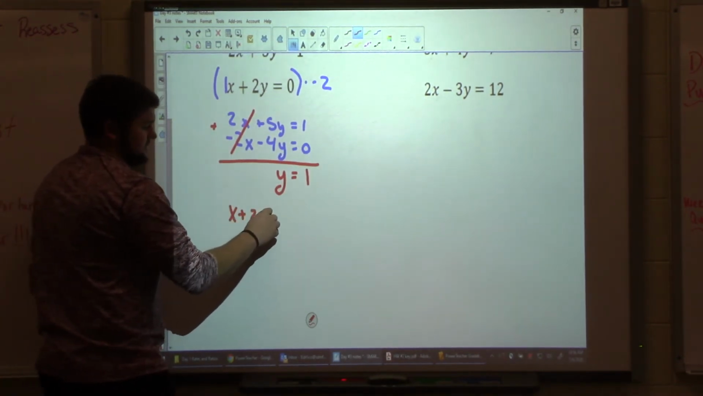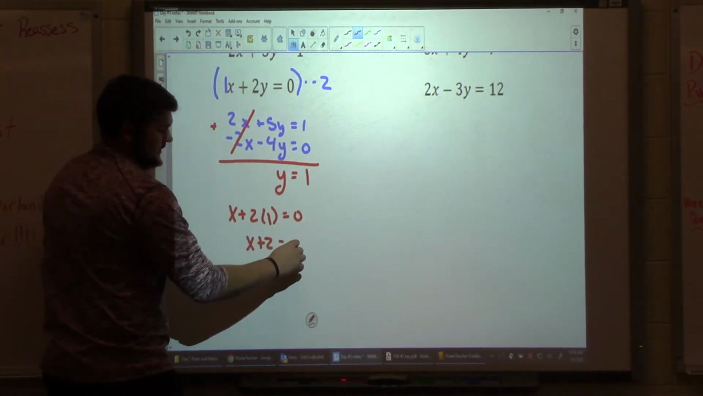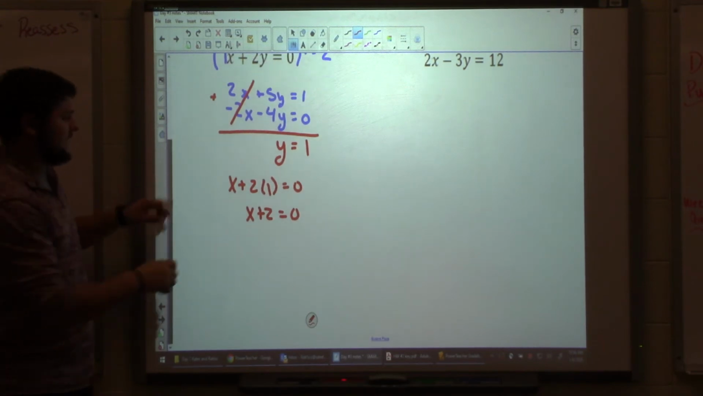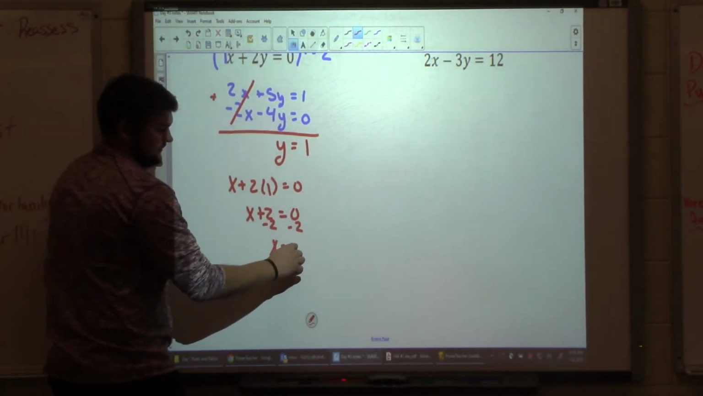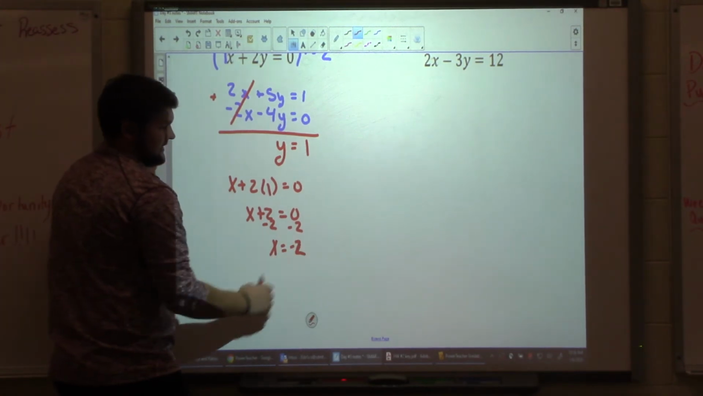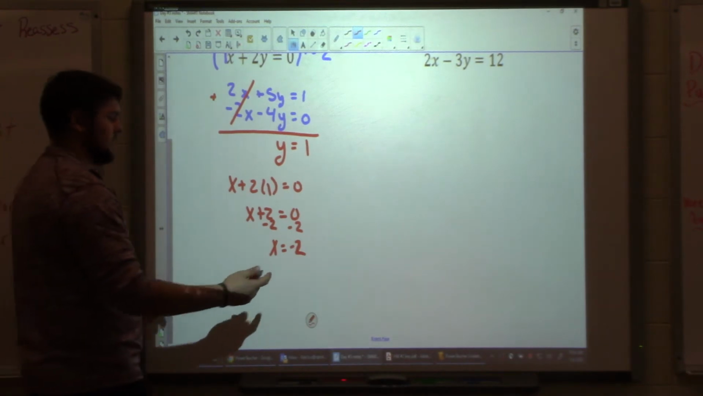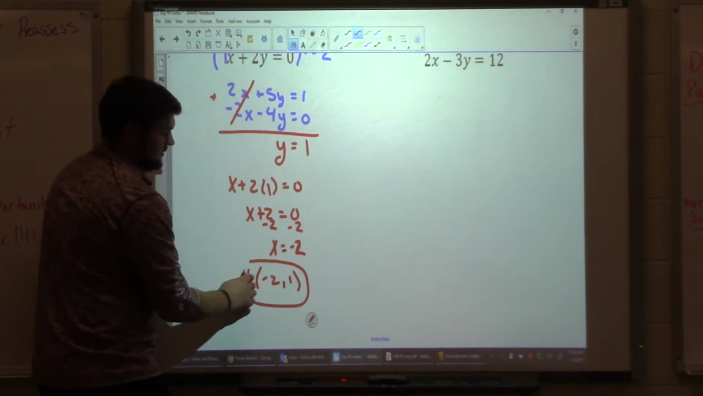X plus 2 times 1 equals 0. Well, 2 times 1 is 2. And then to solve for x, I would just subtract 2. X equals negative 2. Okay? But your answer's in ordered pair, you get negative 2, comma 1.